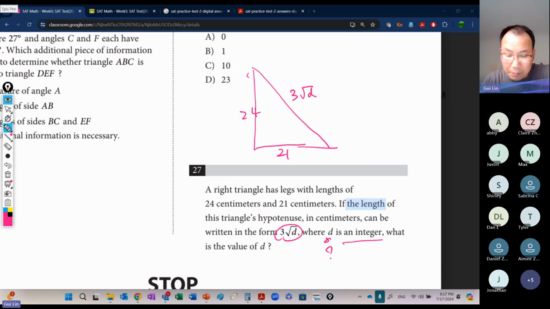What's d? You guys know the rule, right? Here we can transform to 3 times 8, and here is 3 times 7. So we know the right triangle: if this side is A, this side B, and this side C, what's the relationship between them? A squared plus B squared equals C squared.